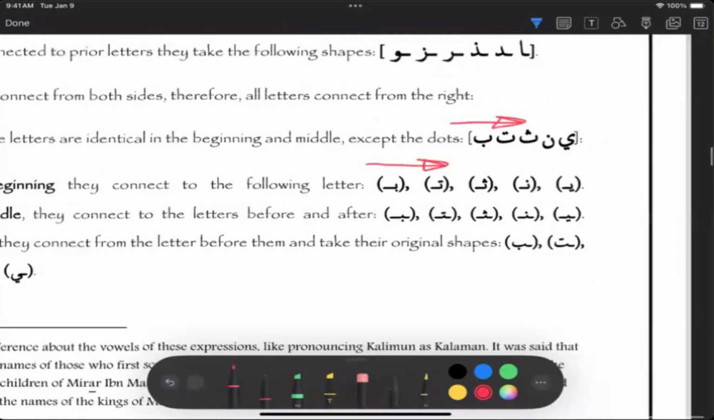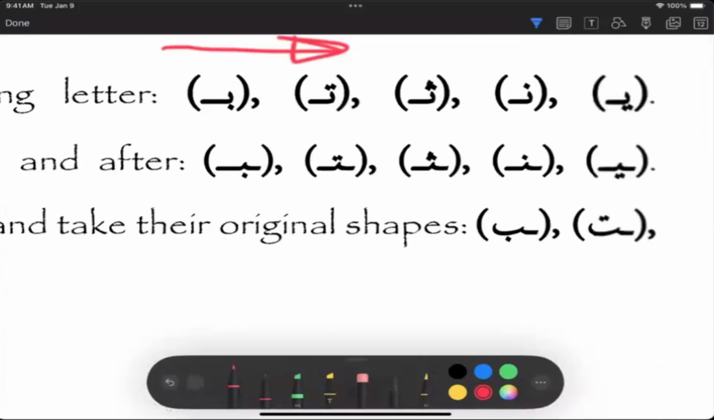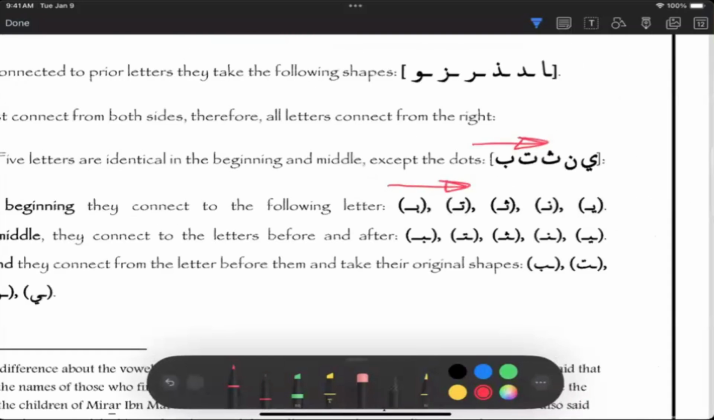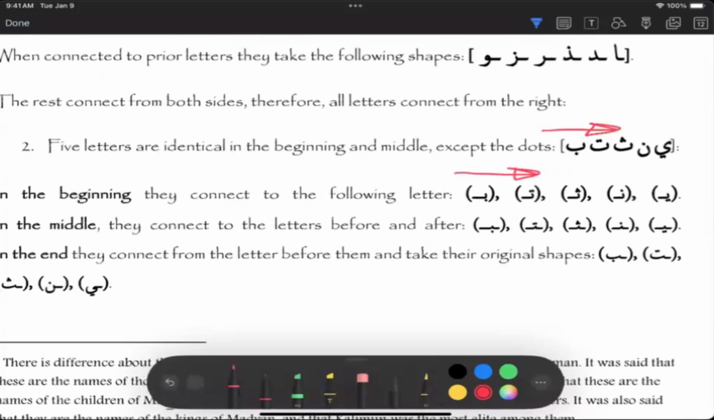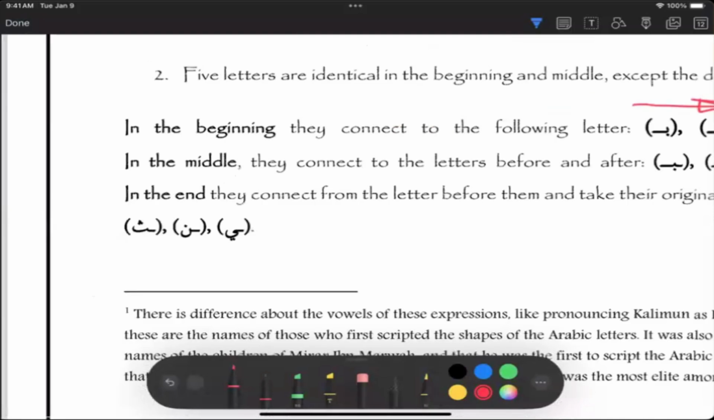And in the middle, they connect to the letters before and after, as demonstrated here. Ba, ta, tha, noon, and ya. And in the end, they connect from the letter before them and take their original shapes. And as you can see, ba, ta, tha, noon, and ya.